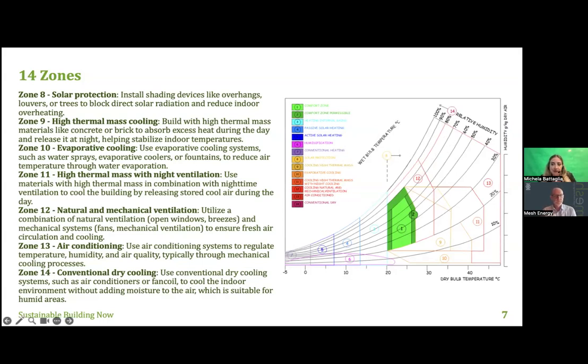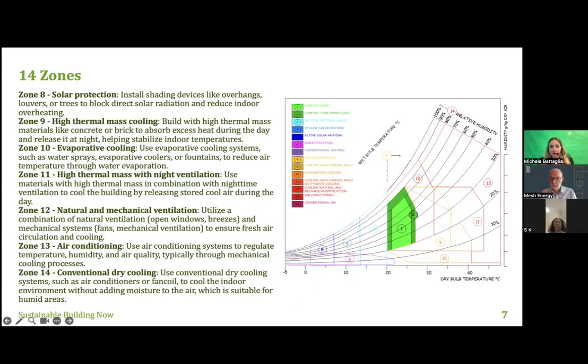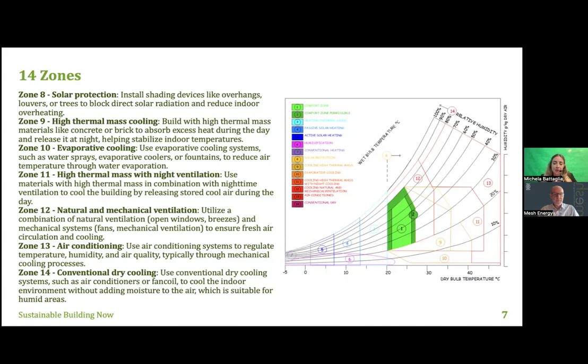Then zones 13 and 14 are the zones where the temperature and the humidity are so high that we are not able to use passive design strategies to cool down the building. The only way to cool down the building is using a mechanical system. But in all this part that we can see here, we are able to use passive design strategies, while in zone 7, and in zones 13 and 14, we have to heat or cool down the building with the normal system.